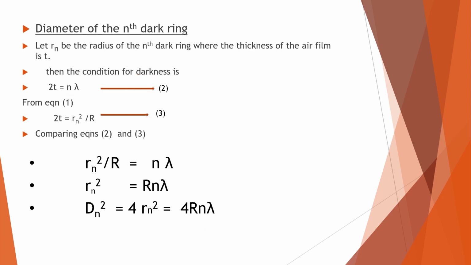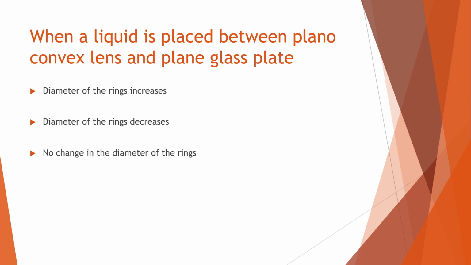Similarly for the case of bright rings also, the diameter of the bright rings decreases when you place a liquid between the planar convex lens and the glass plate. So here the correct answer is that the diameter of the rings decreases. That is, when we have a liquid film instead of air film in Newton's rings, the fringe system as a whole will shrink. That is, the diameter of the dark and bright rings will decrease.